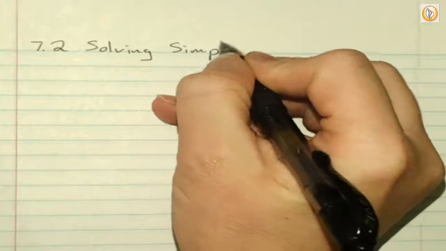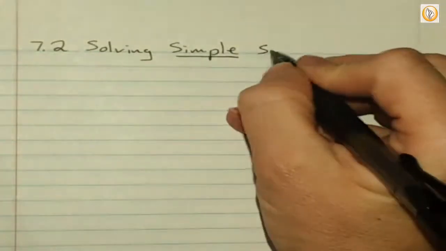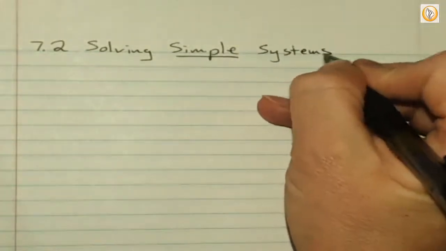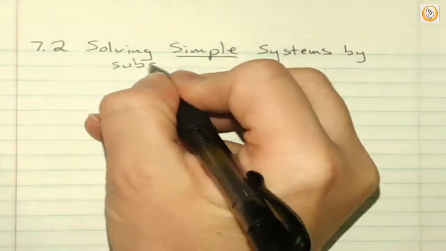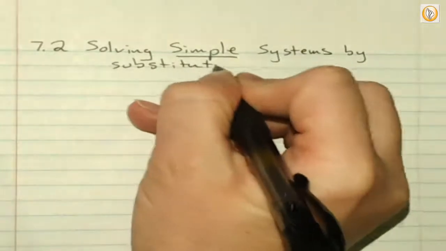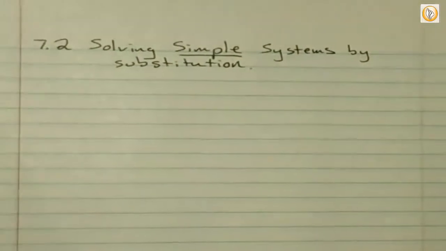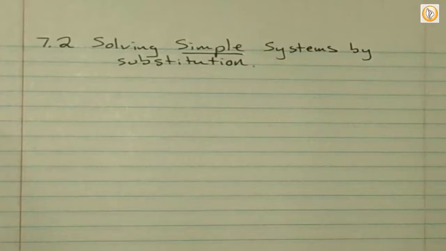Solving simple systems by substitution. Okay, so yesterday you solved by graphing. Remember, you graphed them, and wherever they crossed, that was the answer, the ordered pair. If it was the same line, you wrote that line. If it was parallel, then they never crossed, so it was the zero with the line through it.